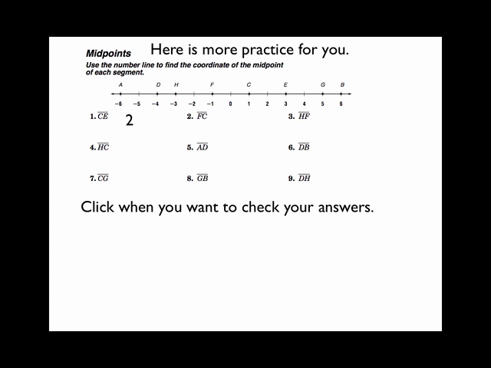For the segment CE, the midpoint is 2. For the segment FC, the midpoint is 0. For the segment HF, we have -2. For the segment HC, -1. The segment AD is -5. The segment DB is 1. Segment CG has a midpoint of 3. Segment GB has a midpoint of 5.5. And segment DH has a midpoint of -3.5.